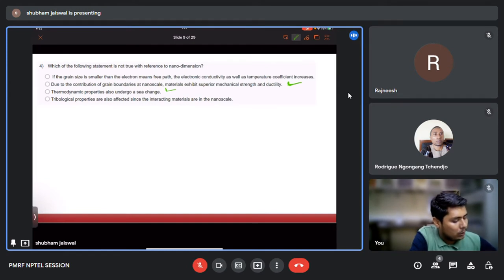Similarly, the tribological properties are also affected since the interacting materials are in the nanoscale. Suppose I have one rod and here I have some nanoparticle, and I am moving it on the disk.